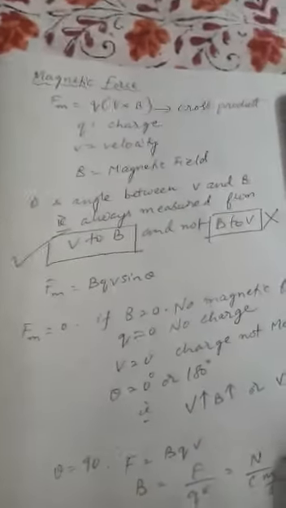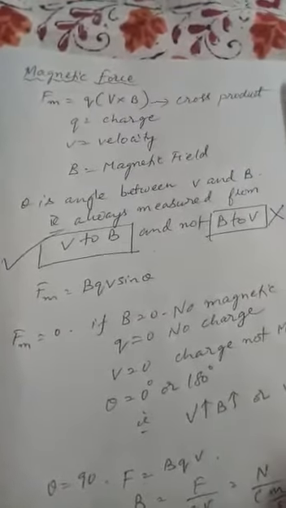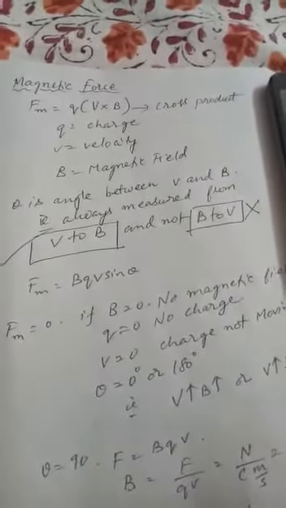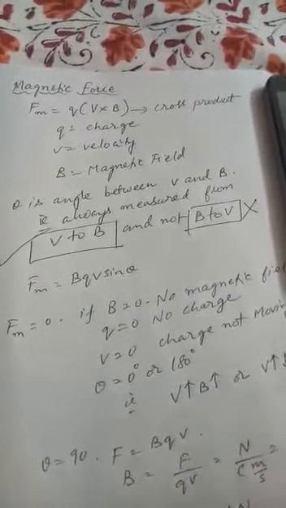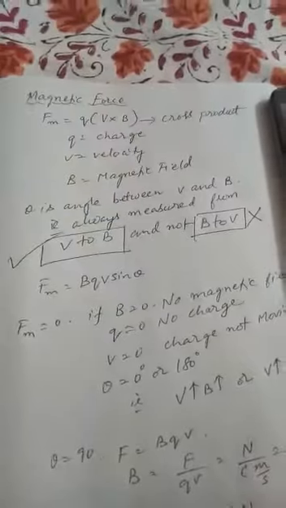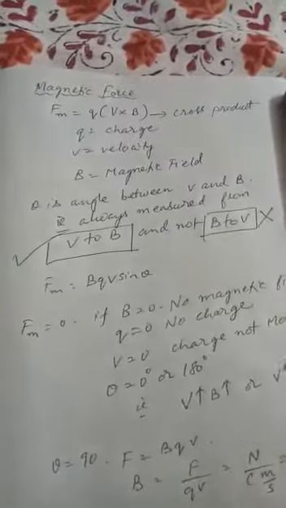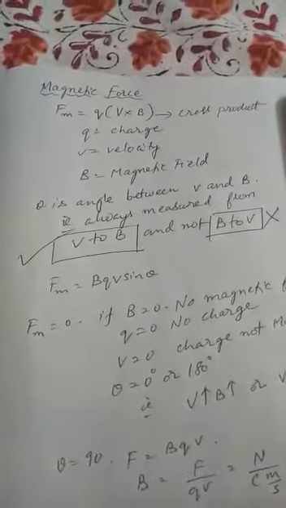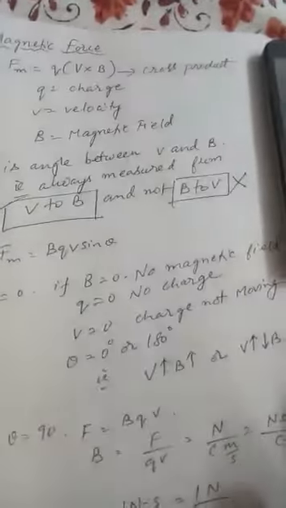In which scenario will there not be any magnetic force? If B is equal to 0, that means there is no magnetic field at all, there is no question of magnetic force. If the magnetic field is there but inside there is no charge, no question of magnetic force. Suppose there is a charge but the charge is not moving, then also no question of magnetic force. And mathematically, if theta is equal to 0 or theta is equal to 180, there is no magnetic force, because sine 0 is equal to 0 and sine 180 is equal to 0.